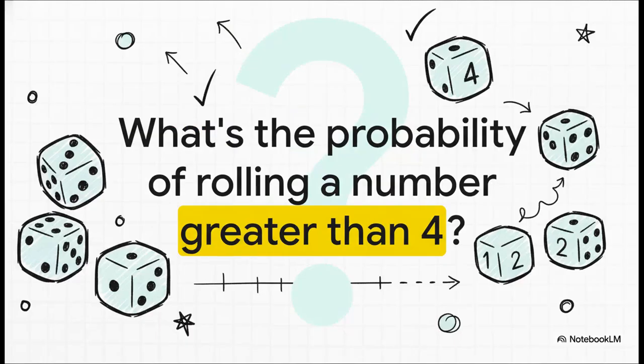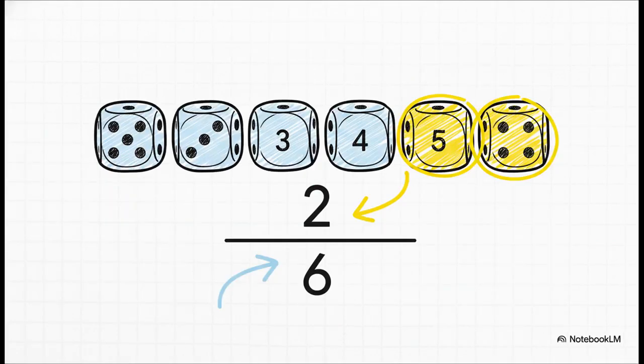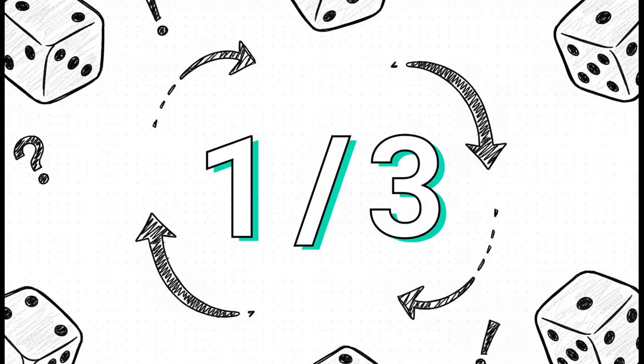Okay, let's take our new formula for a spin. What's the probability of rolling a number that's greater than 4? Just think about it for a second. What are the favorable outcomes, and what's the total? Let's walk through it. We know there are 6 total outcomes. And how many of those are favorable, meaning greater than 4? Well, that's just rolling a 5 or a 6, so 2 favorable outcomes. That means our calculation is simply 2 divided by 6, which, of course, simplifies to 1/3. So there you have it. There's a 1 in 3 chance of rolling a number greater than 4. No guesswork, no experiments, just a little bit of math.